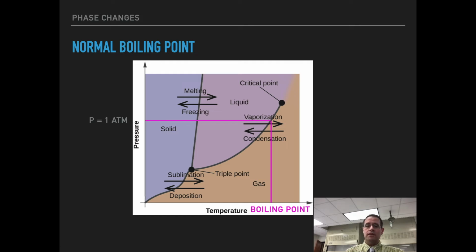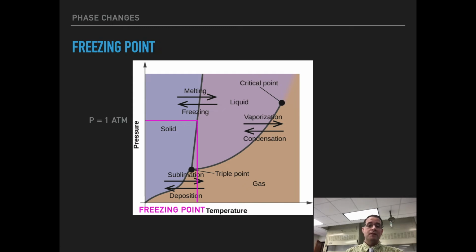We'll talk in other videos about what that boiling point will be at 2 atmospheres. At 2 atmospheres, the boiling point is going to be higher. What if it's 0.5 atmospheres? At 0.5 atmospheres, the boiling point is going to be lower, okay? So the boiling point's not always just 100 degrees C for water. It depends on the pressure. What about the normal freezing point for a substance?